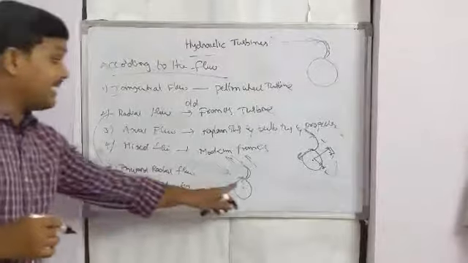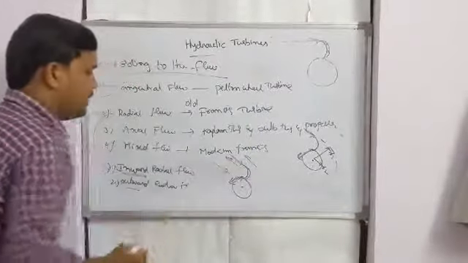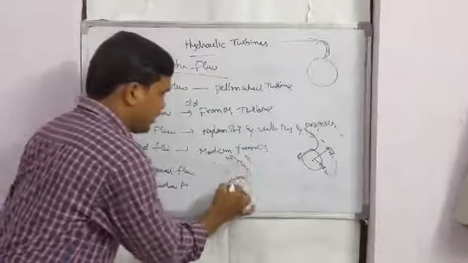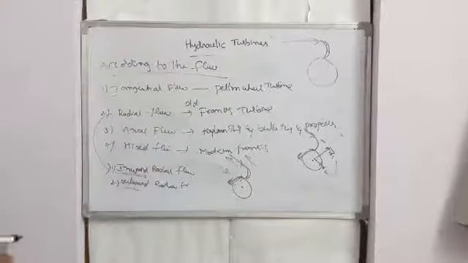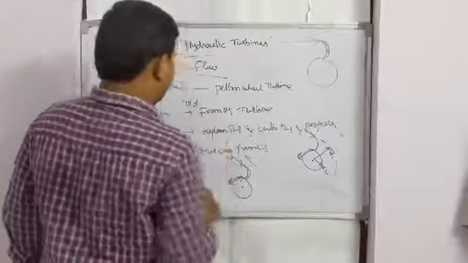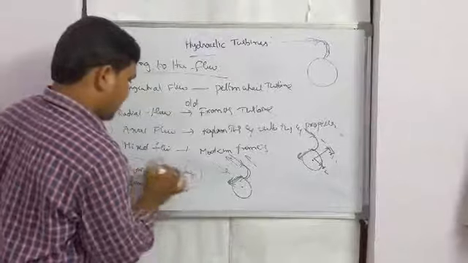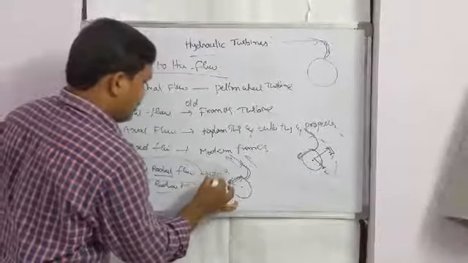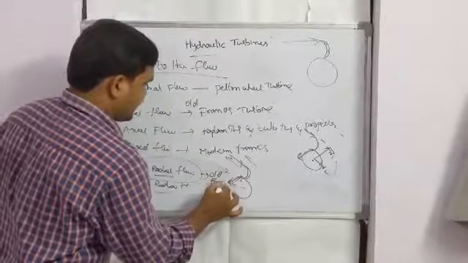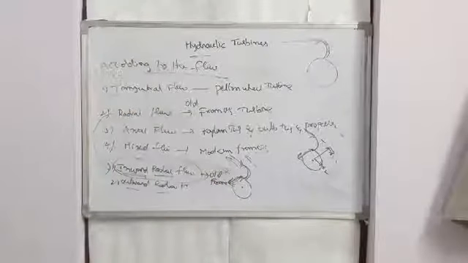When both the inlet and the outlet of the turbine are in the radial direction, that is a radial flow turbine. Inward radial flow is the old Francis, where both inlet and exit of the water flow are in the radial direction.